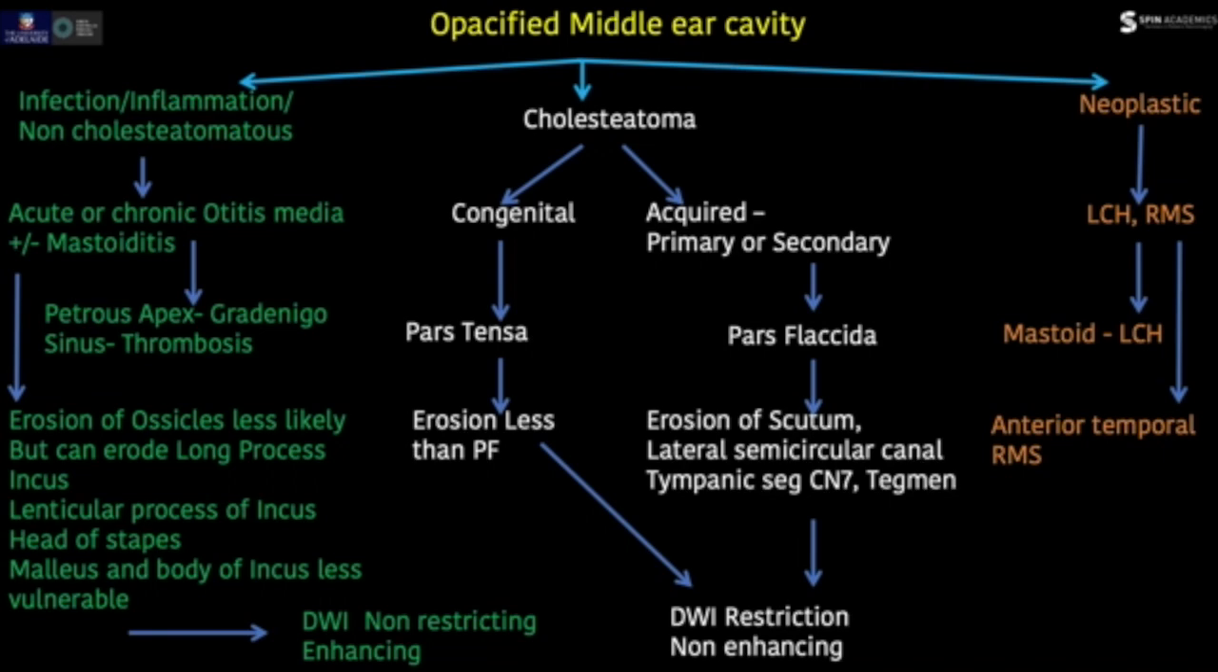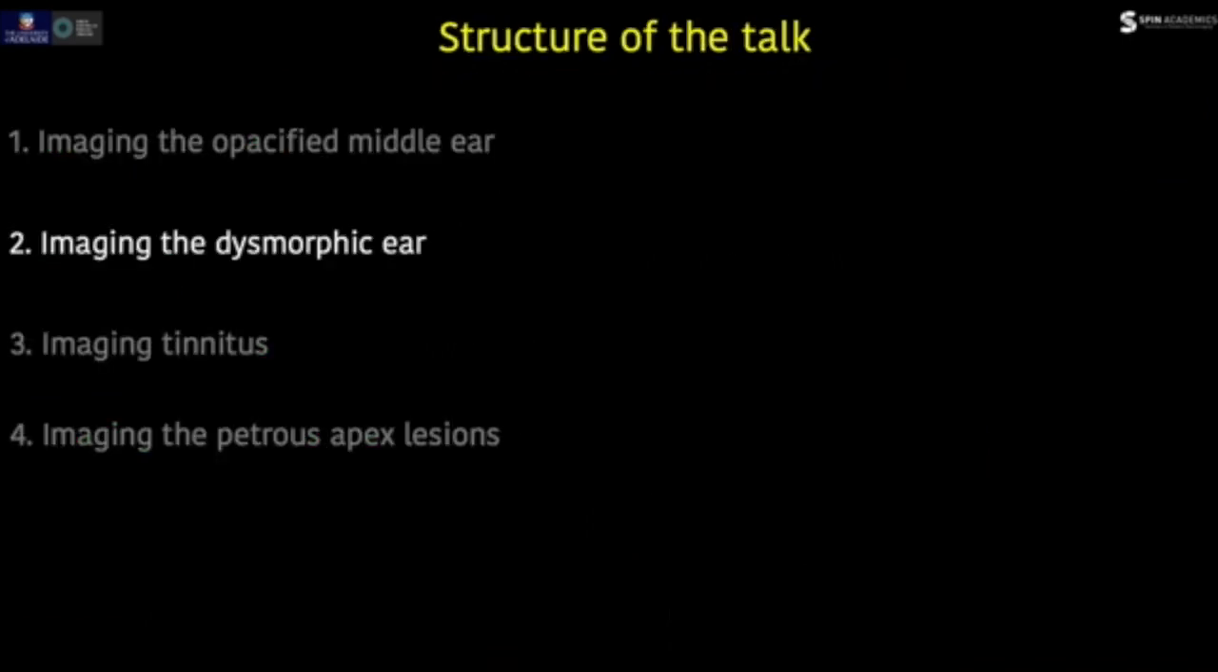This is a flow chart to systematically analyze the opacified middle ear. So, the opacified middle ear cavity could be due to infection/inflammation or a non-cholesteatomatous condition. It could be due to a cholesteatoma, or it could be due to neoplasms. And we've discussed in the preceding slides the various characteristics. Moving on to imaging the dysmorphic ear.